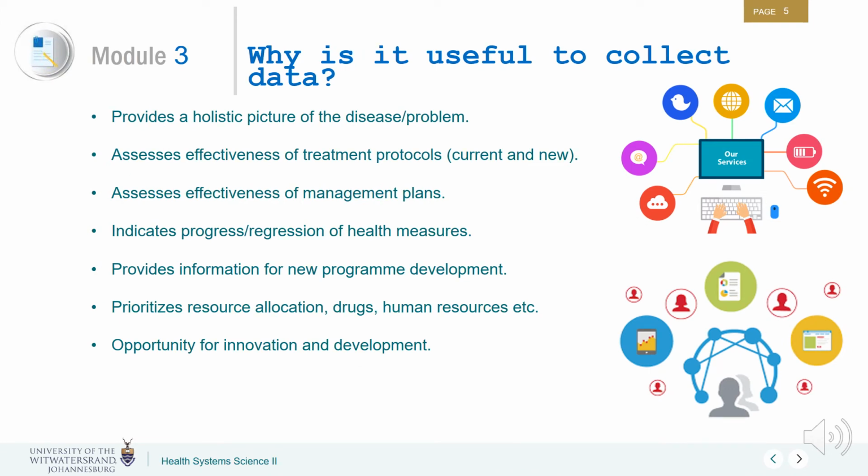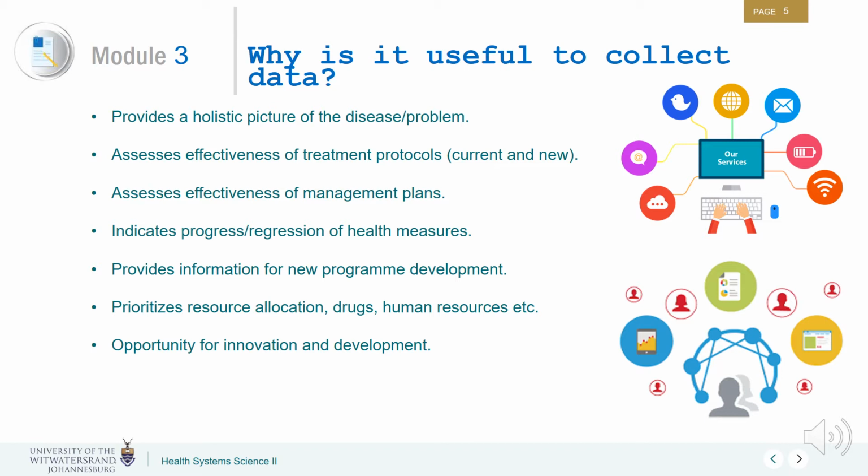So at the start of the module, we asked the question, why is it important to collect information about health? And we see that there are a number of uses for collecting data within the health information system. First of all, it provides us with a holistic picture of the diseases that are affecting our communities. We're also able to see the effectiveness of the treatment protocols that we put in place to address these diseases, both current treatment protocols and perhaps anything that is new.